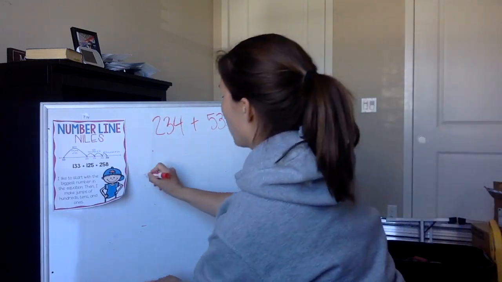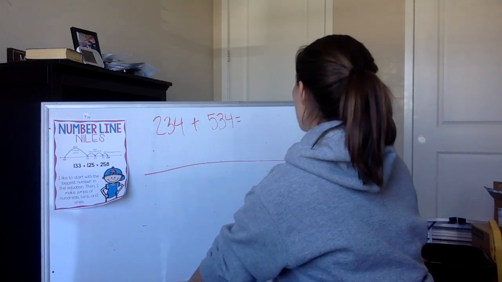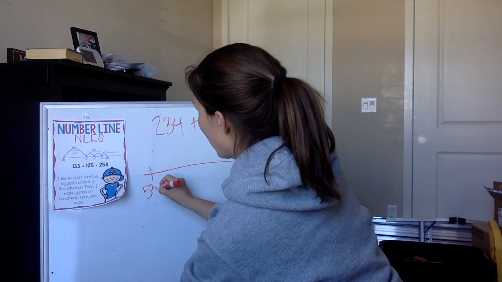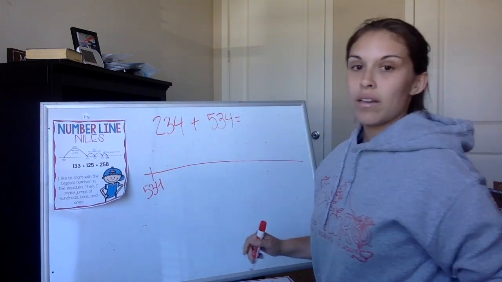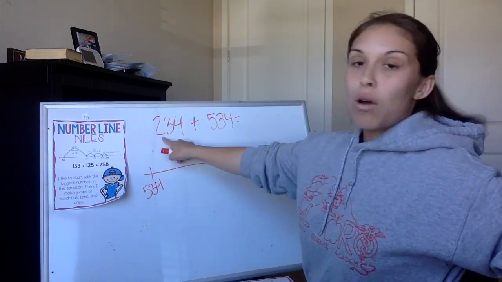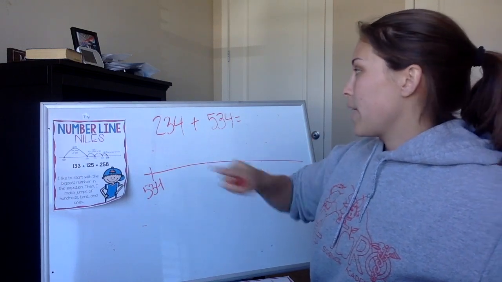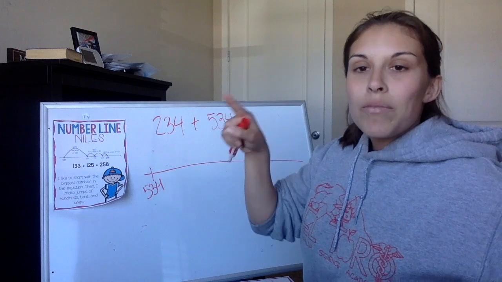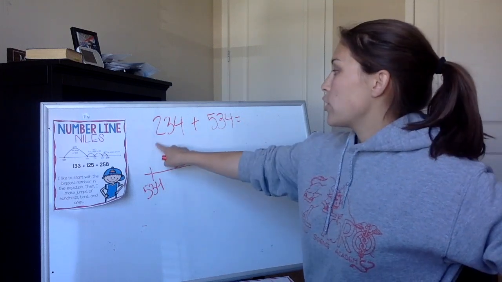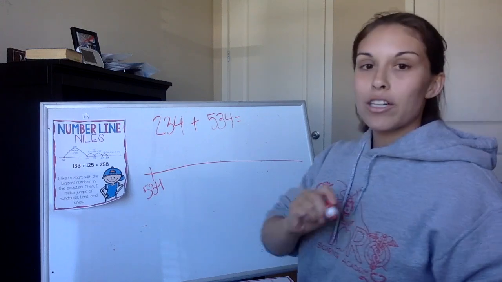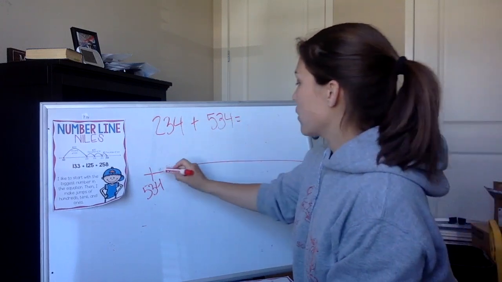Excellent. So I'm going to draw my number line. 534 is the larger number, so we're going to start with 534 here. Now I need to look at my smaller number, 234. Now I'm going to break it up and make jumps of hundreds, tens, and ones. So in 234, there are 200. So I'm going to make two big jumps of 100.